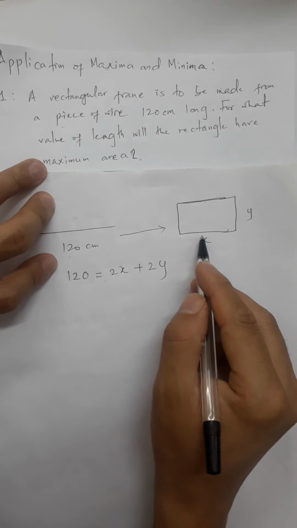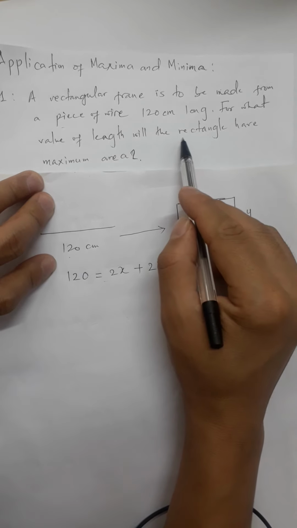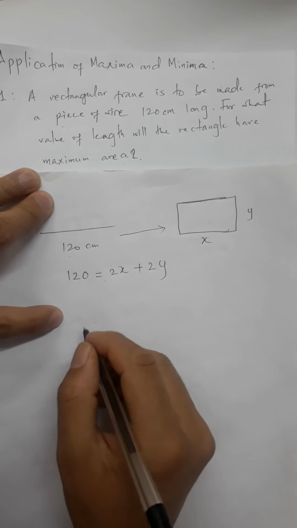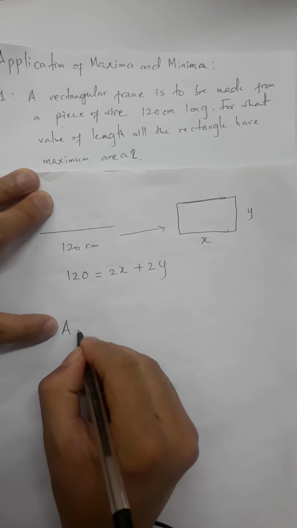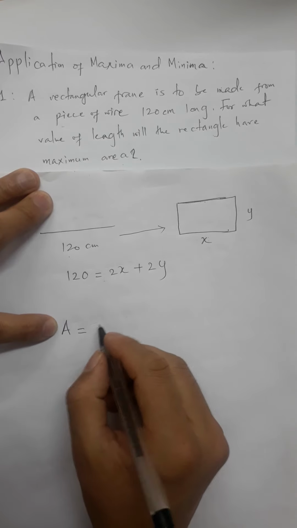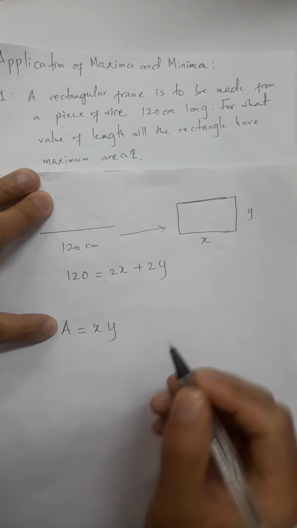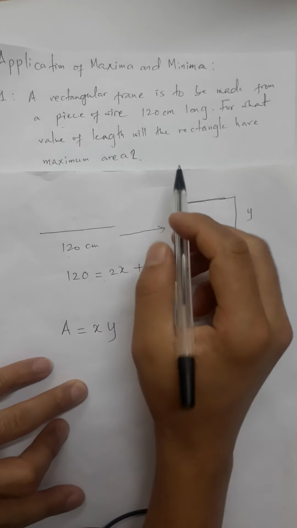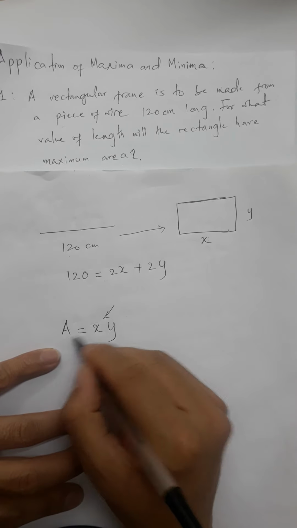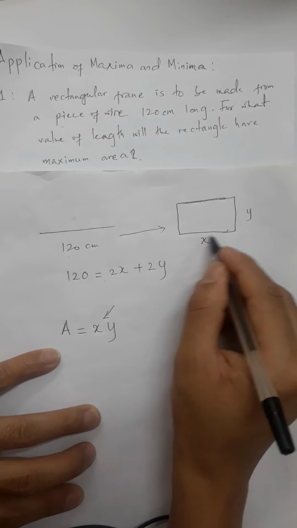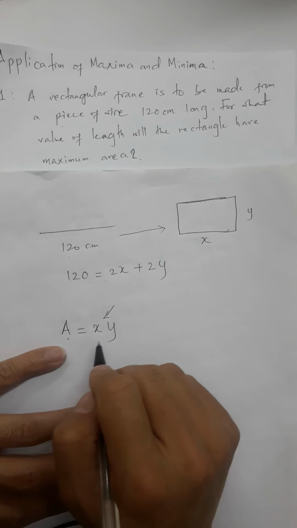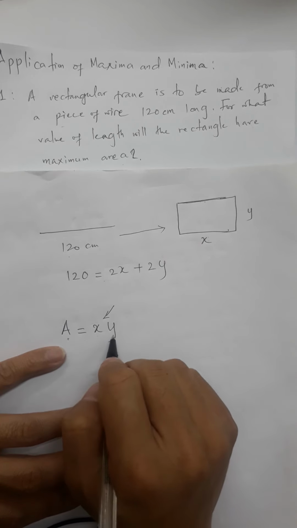Now as per the question, we have to apply the maximum condition to the area of the rectangle. So what we need here is the area of the rectangle. As per this rectangle, the area is going to be x times y. As per this question, what we are supposed to find is the length of this rectangle. Now A is a function. This function A is being expressed in terms of x and y.